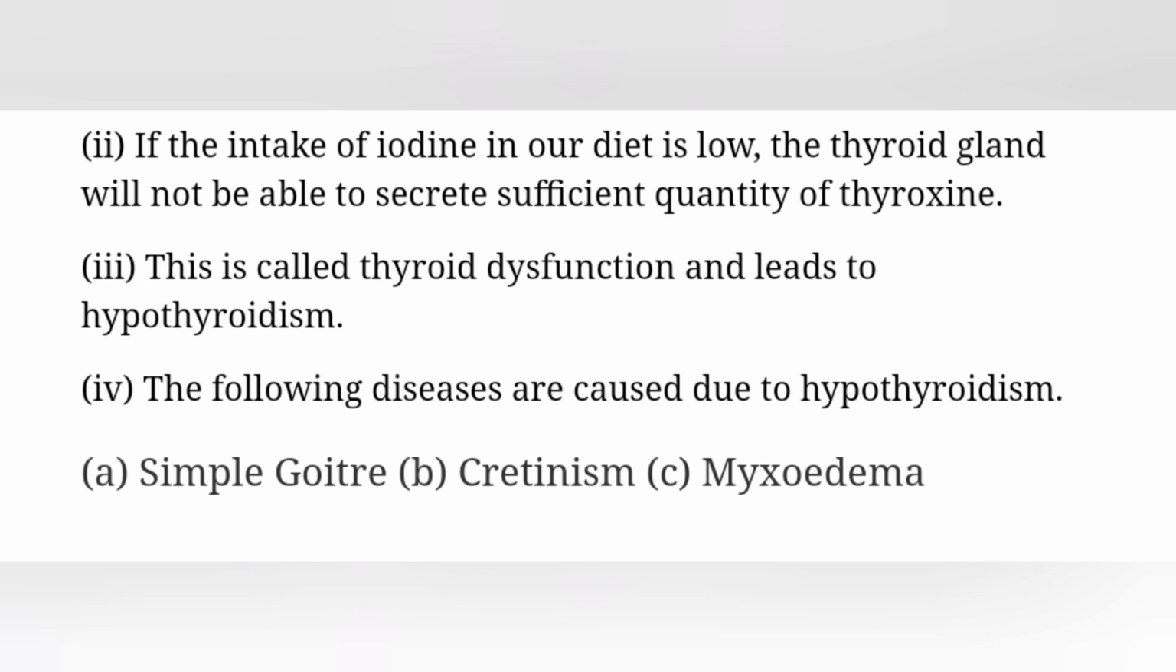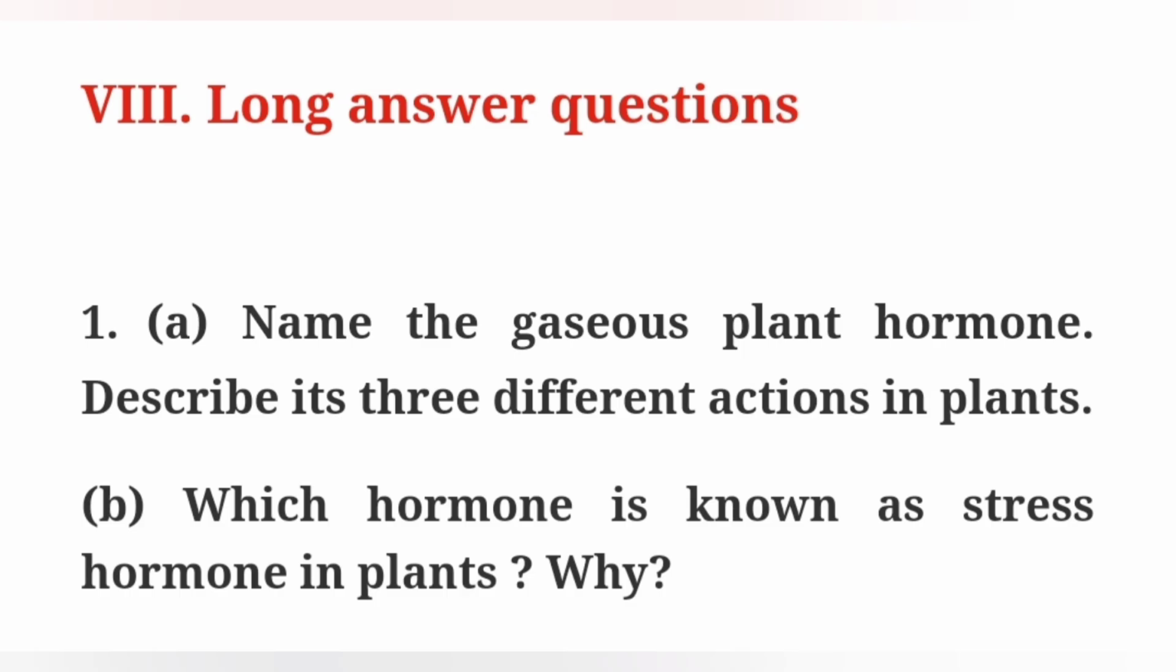Third point, this is called thyroid dysfunction and leads to hypothyroidism. Then fourth point, the following diseases are caused due to hypothyroidism. Option A, simple goiter. Option B, cretinism. Option C, myxedema.